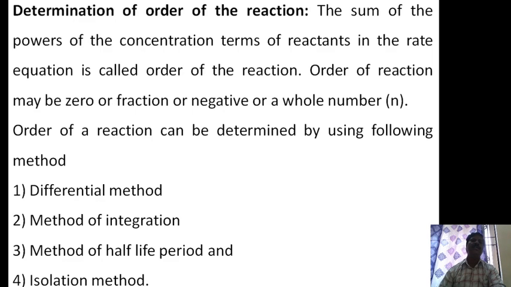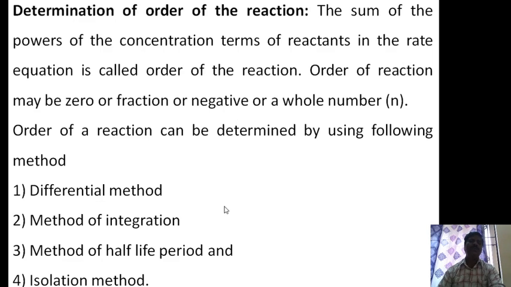Then coming to the determination of order of the reaction. What is meant by order of the reaction? The sum of the powers of the concentration terms of the reactants in the rate equation is called order of the reaction. Simply, you can say that the sum of the powers of the concentration terms found in the experimentally determined rate equation is called order of the reaction. Order of the reaction may be zero, fraction, negative or whole number. Order of the reaction can be determined by using the following methods.